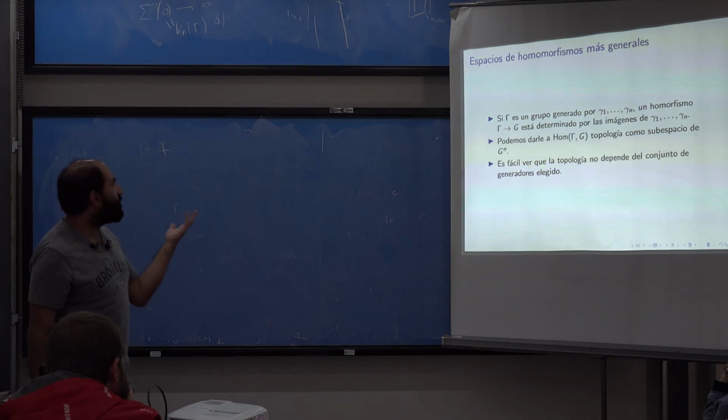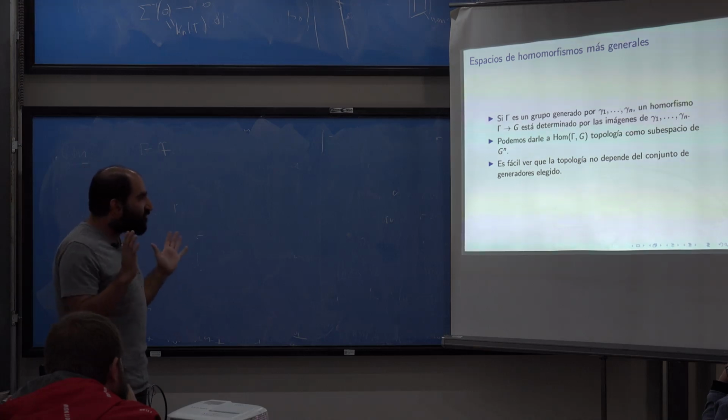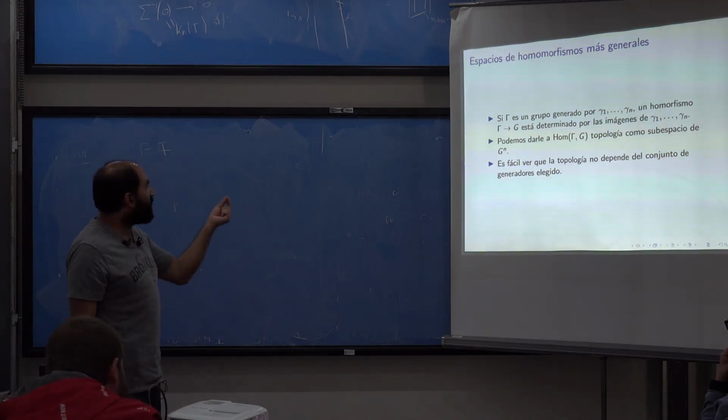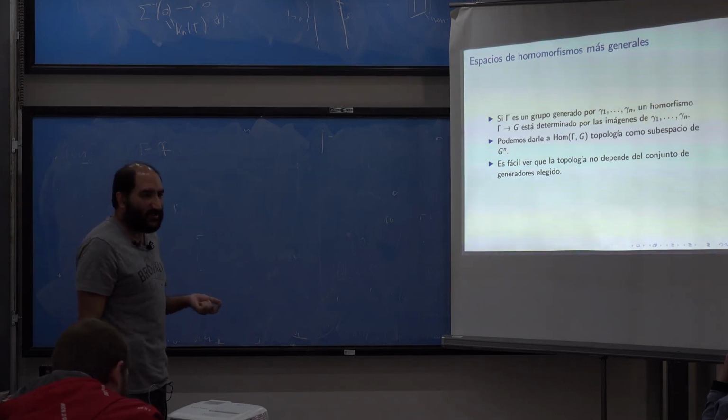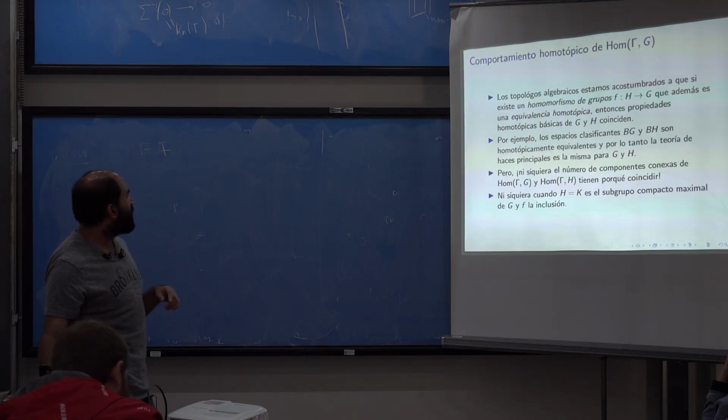And if the discrete group is finitely generated, there's clearly a good topology to put on this space. You just look, you can identify a homomorphism with the images of a set of generators, and then it's a subspace of G to the n. And these spaces of homomorphisms, as I've already said, are maybe a little bit more subtle than you might expect.